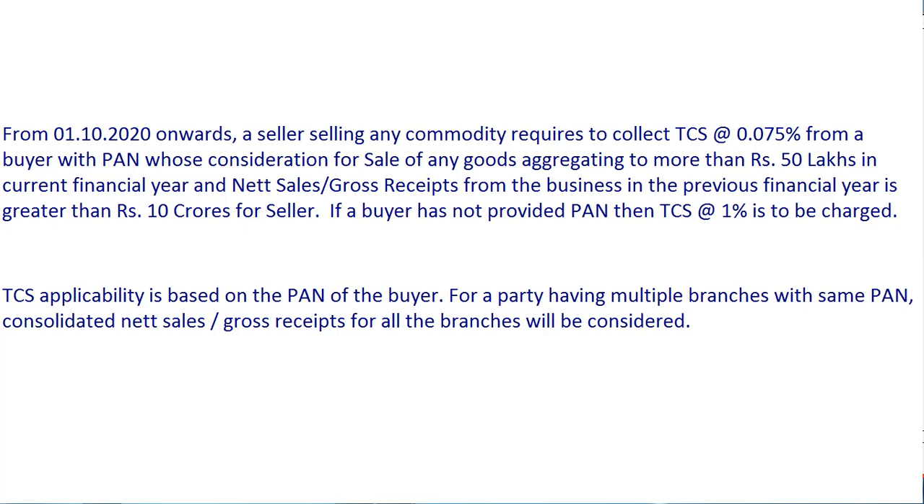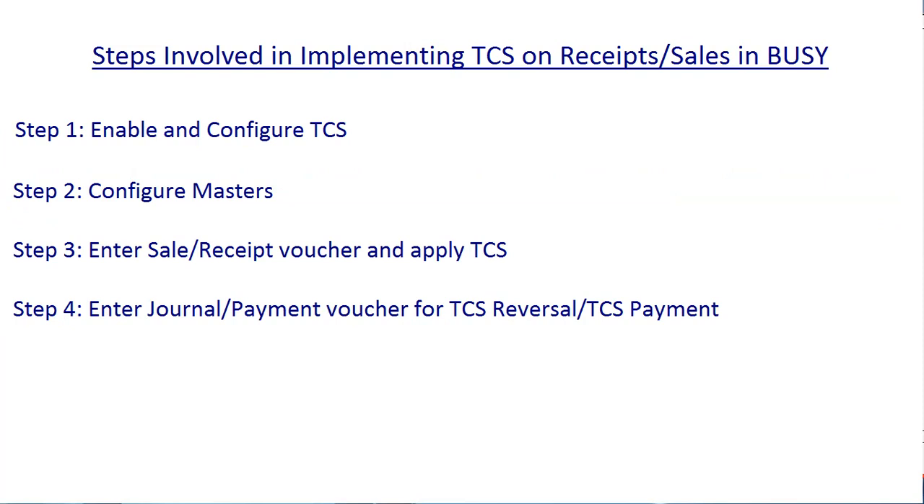For a party having multiple branches with the same PAN, that means a party having multiple branches but the PAN number of all the branches is the same, the consolidated net sales and gross receipts for all the branches will be considered. That is, for a single PAN that belongs to multiple parties, consolidated net sales will be considered for that PAN number. Now we will discuss the steps involved in implementing TCS in Busy.